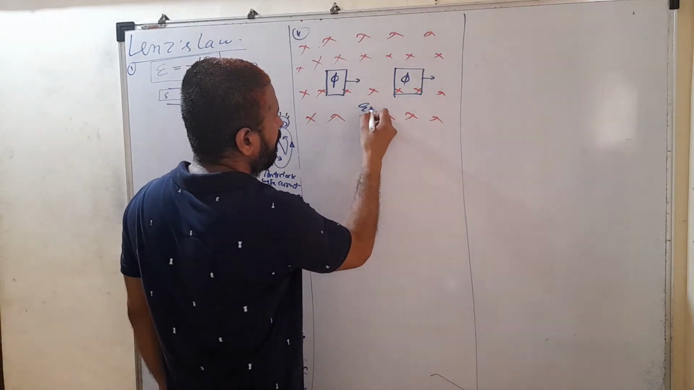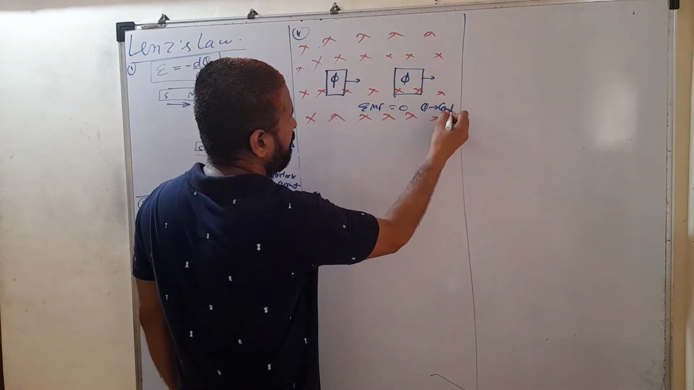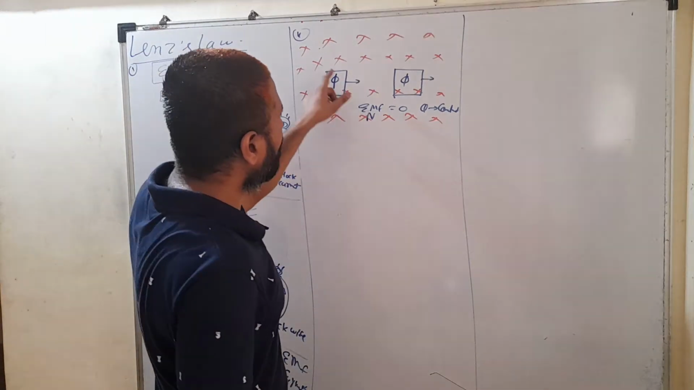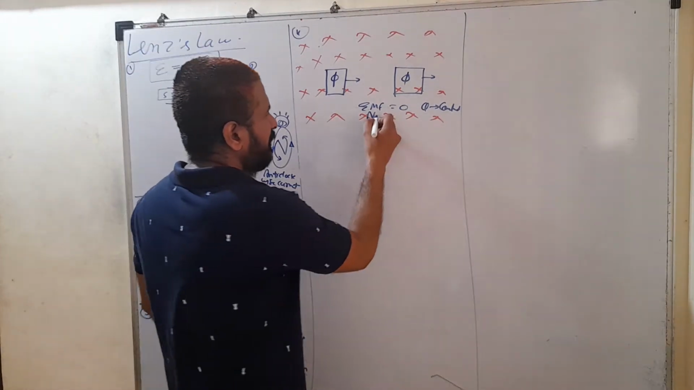तो नो EMF यहाँ पे क्या आएगा? 0 because phi is constant. If flux is constant, that's why no current is induced. According to Lenz's law, current induced ही नहीं होगा because it won't have to oppose that change in flux because flux change ही नहीं हो रहा है.